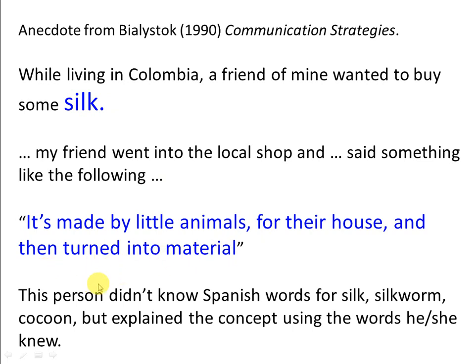Okay, so this person didn't know Spanish words for silk or silkworm. Silkworm is an insect that produces silk. And cocoon is their house. But he or she explained the concept using the words he or she knew. Okay.